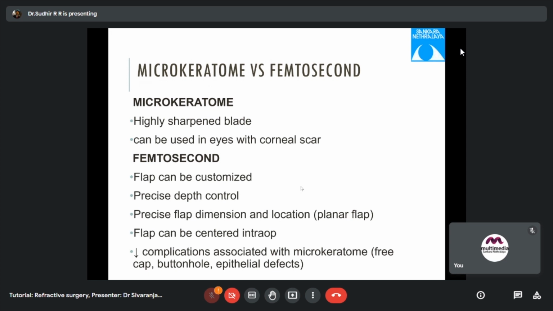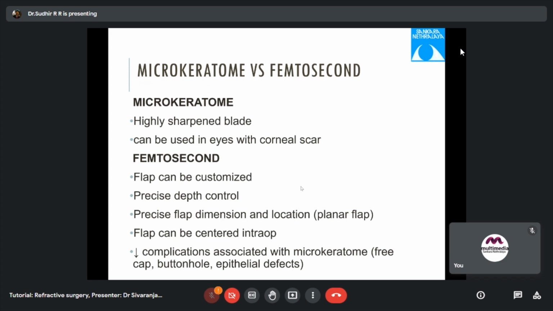Okay. So the procedures are microkeratome and femtosecond laser. We are not going into the types of flap, the difference between the different types of flaps, which we can deal with in a different class on LASIK or microkeratome-based procedures. The only thing you need to keep in mind is the complications associated with microkeratome.